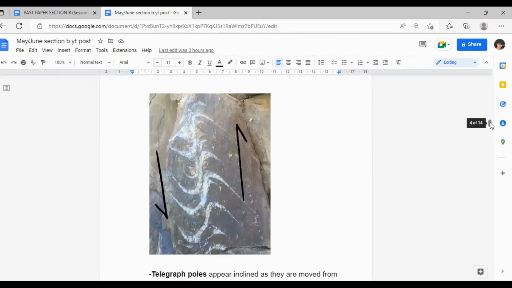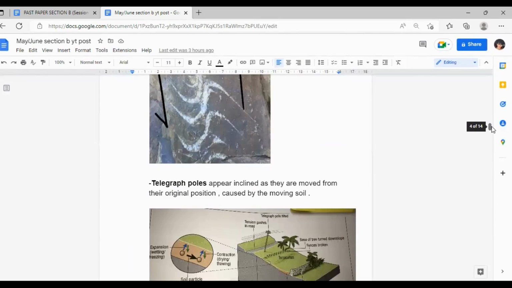Although the question asks us for 2, we'll give more than 2. Another indicator of soil creep is that telegraph poles appear inclined as they are moved from their original position caused by the moving soil. So if you see the telegraph poles leaning, that is an indicator that the soil below it is moving, which is an indicator of soil creep.